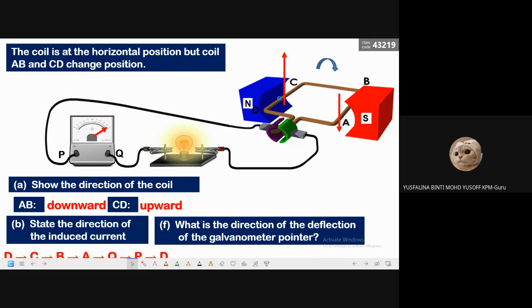So state the direction, right? And what is the direction? This one, use Fleming's right hand rule. Then remember, of course, the direction of the current is to the left, but the galvanometer moves to the right.